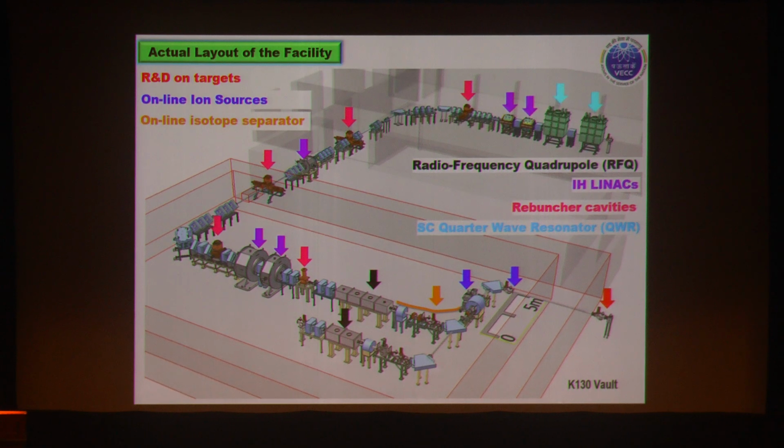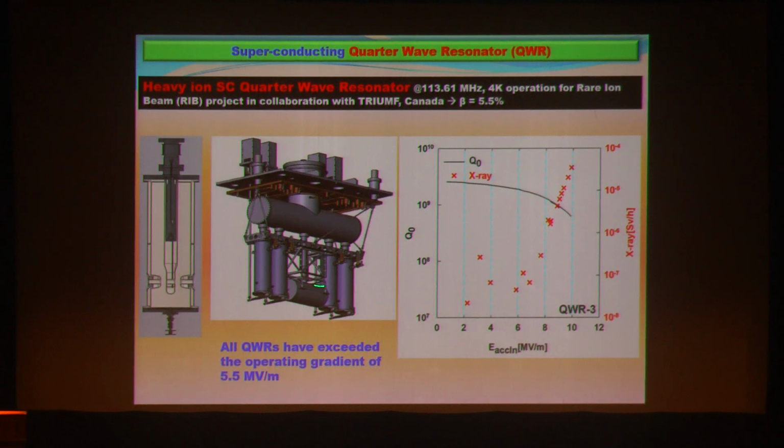So there will be 2 cryostats. Each cryostat will contain 4 quarter-wave resonators and 1 superconducting solenoid. This is a picture of that. This is a picture of 1 quarter-wave resonator. There are 2 acceleration gaps, and this is a typical picture.